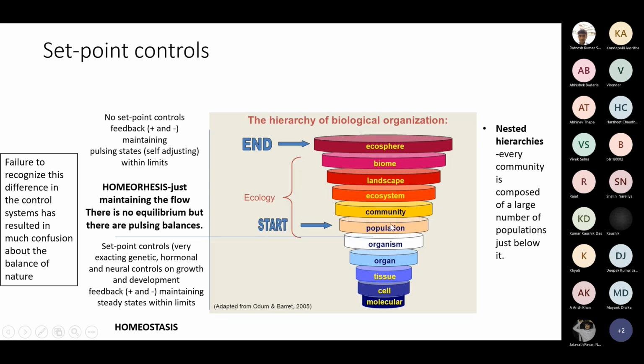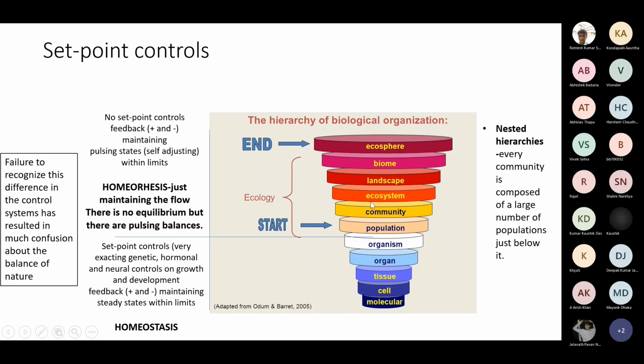Okay, how do you really maintain a balance at this particular level? No set point control. There is no feedback control, positive and negative, which can very rapidly respond to the external environment.